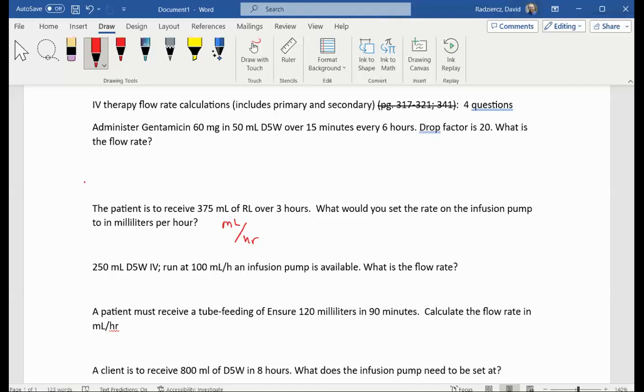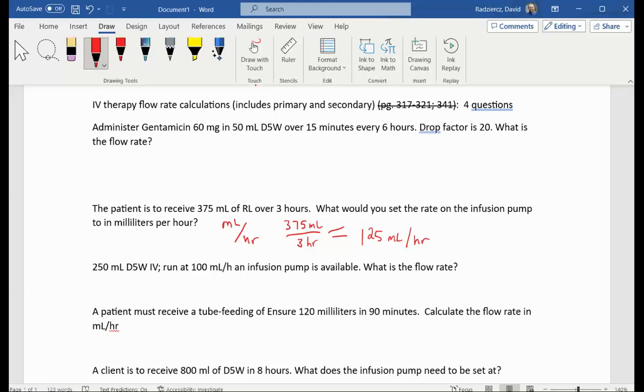So if I'm calculating flow rate for something like this, RL stands for Ringer's lactate. All you're going to do for this one is take the volume, which is 375 milliliters, over the time, which is 3 hours. And then you're going to reduce that. So you're just going to take 375 divided by 3 to get a flow rate of 125 milliliters per hour. I apologize for my handwriting. It's been a little while since I've used my pad here to write.